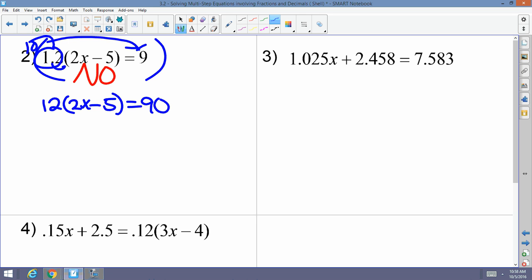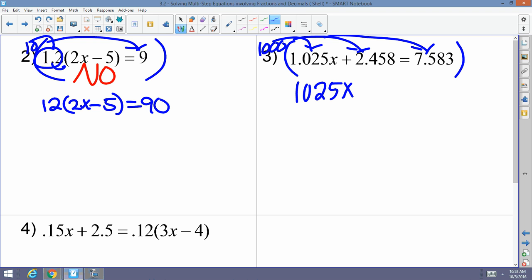Number 3, what's the largest number of decimals that I have? So what am I going to multiply both sides by? 1,000. I'm going to multiply everything by 1,000. When I multiply by 1,000, I move the decimal to the right. How many places? 3. So this becomes 1,025x plus 2,458 equals 7,583, because I went 1, 2, 3 to the right each time.